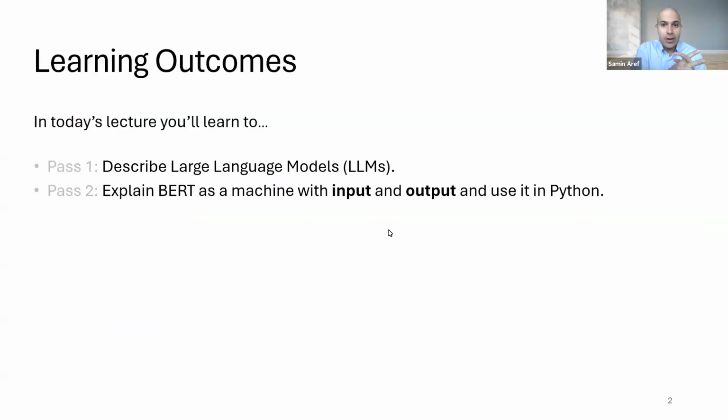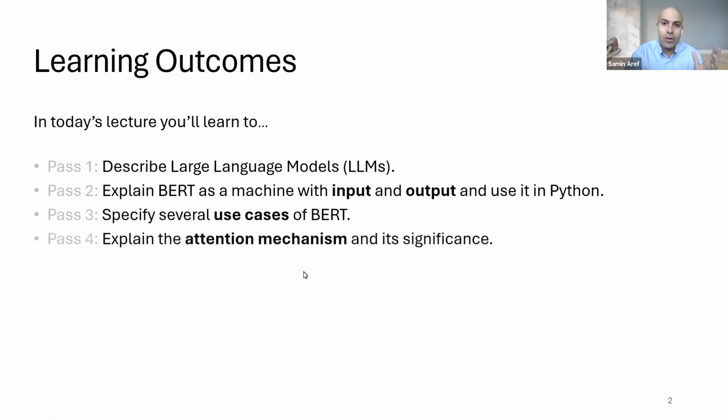So here are the learning outcomes for today's lecture. We're going to have 6 different passes over the BERT language model, and in each pass, we're going to get deeper and deeper into the technical details of this model. So in pass 1, the learning outcome is being able to describe large language models. In pass 2, we will learn about the input and output of the BERT language model and see an example in Python. Then in pass 3, we're going to specify several use cases of BERT.